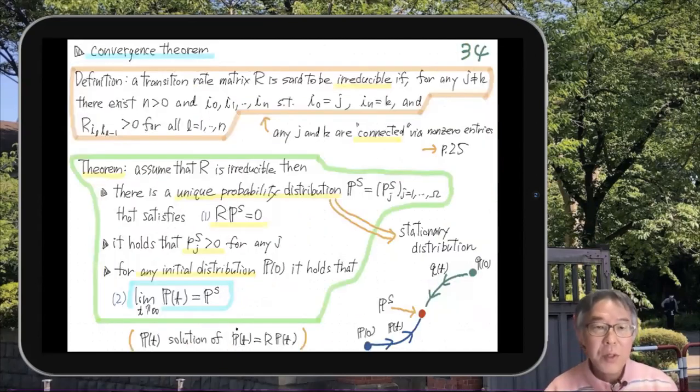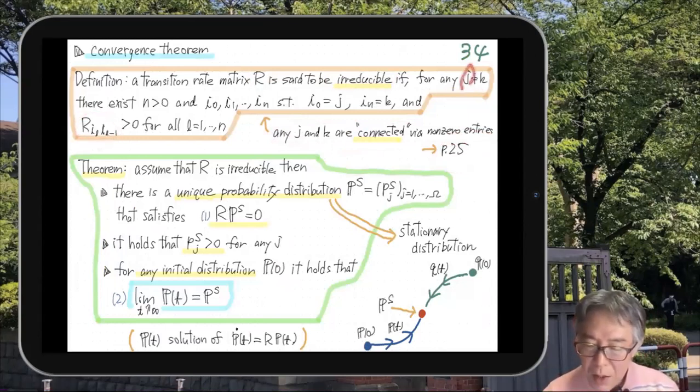How general is this? Well, it's quite general, and as you expect, here is a beautiful convergence theorem. Okay. And again, this starts from a definition. So we say that a transition rate matrix R is irreducible if the condition is actually the same as what we have seen in the Perron-Frobenius theorem back in page 25. And this roughly says that any states j and k are connected through non-zero R. But anyway, let's look at this carefully here.